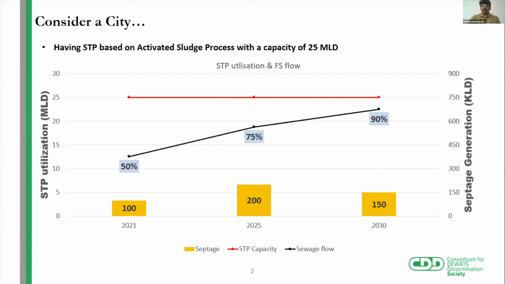In the same time frame, we look at the right side of the graph. This shows how much septage is estimated to be generated in this particular city. We are assuming that right now it's about 100 KLD that we have to co-treat. By 2025, we need to co-treat 200 KLD, and by 2030, we need to co-treat 150 KLD.